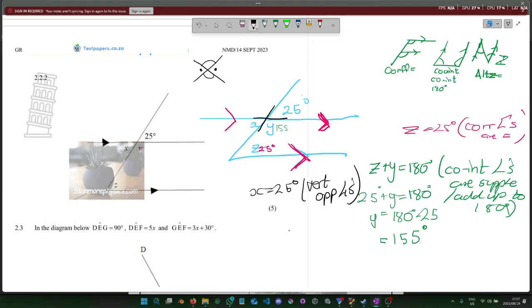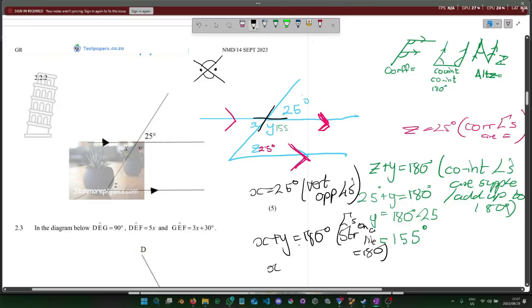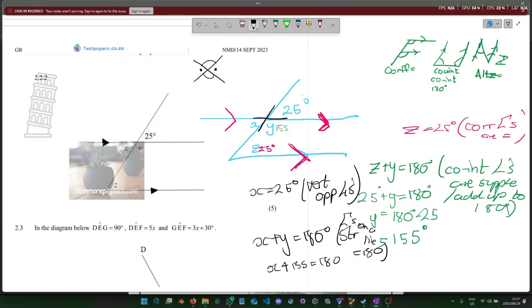Alternatively, you could have said that x plus y is equal to 180 degrees. Why? Because of a straight line, angles on a straight line must equal 180 degrees, right? So x plus, what's y? It's 155, right? So x is equal to 180 minus 155, which is equal to 25 degrees, which is the same. It's a different method, but it's the same answer.